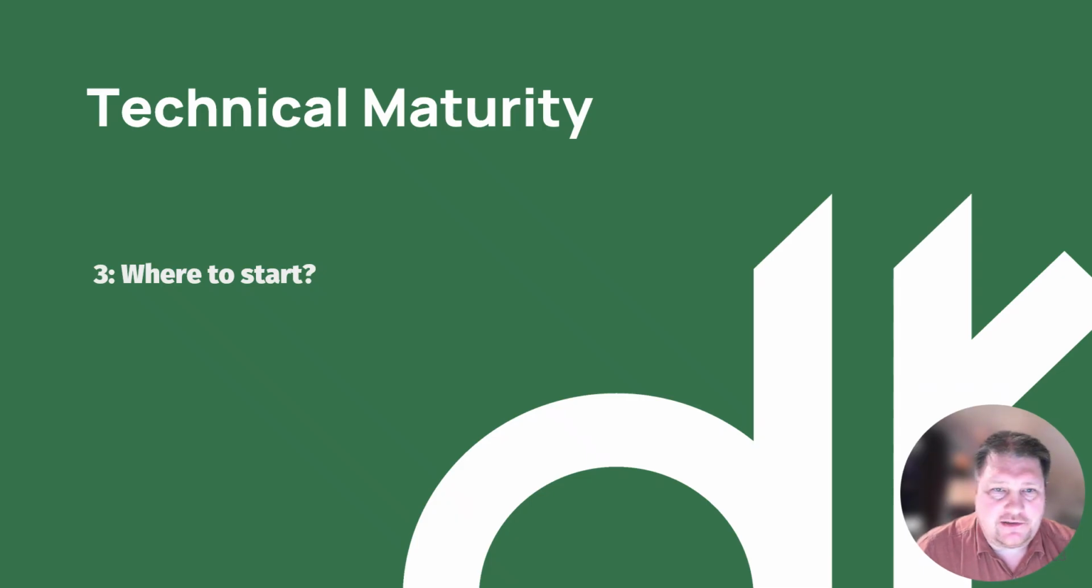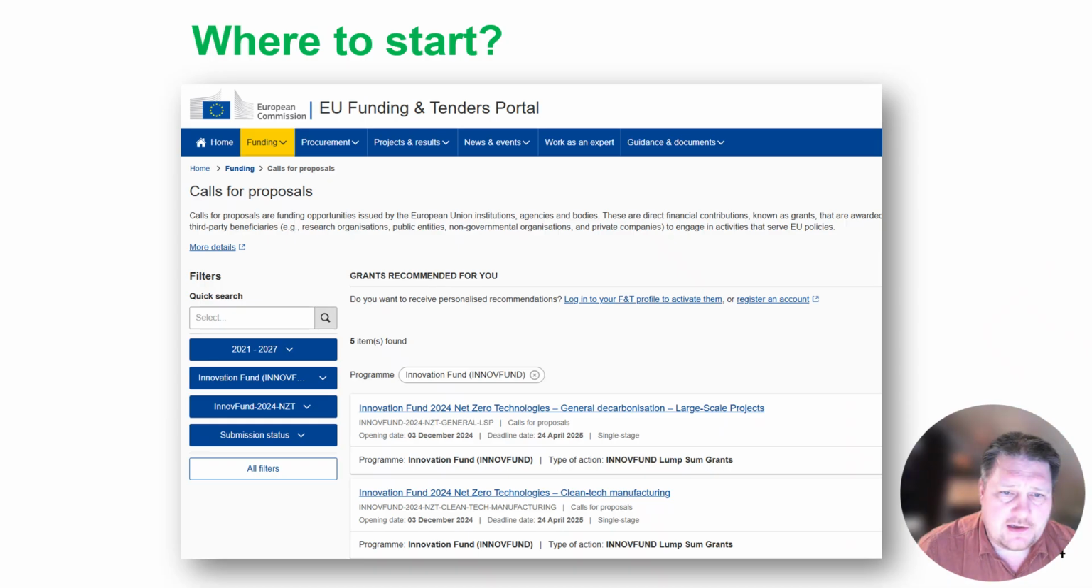So where do we really start finding the documents and starting to make this feasibility study? There are several ways. Of course, one way is to start searching for the European Funding and Tender portal. Then you should search for the Innovation Fund and open the call.